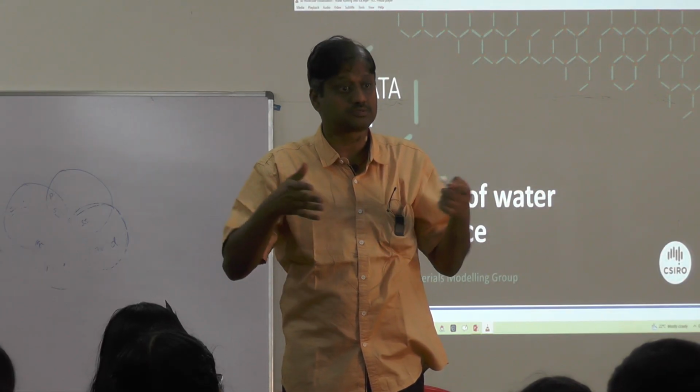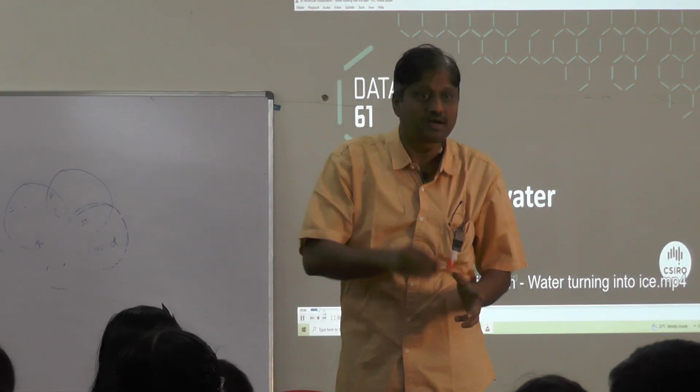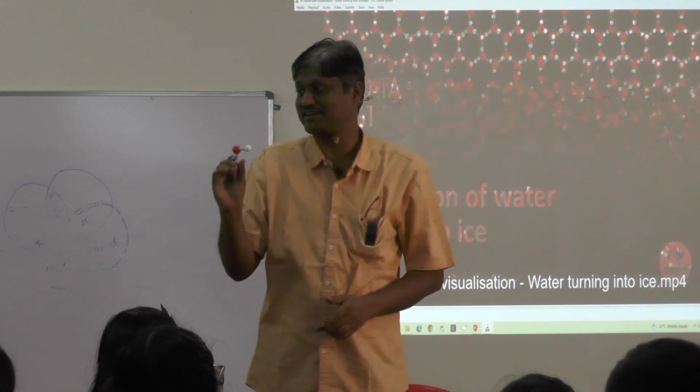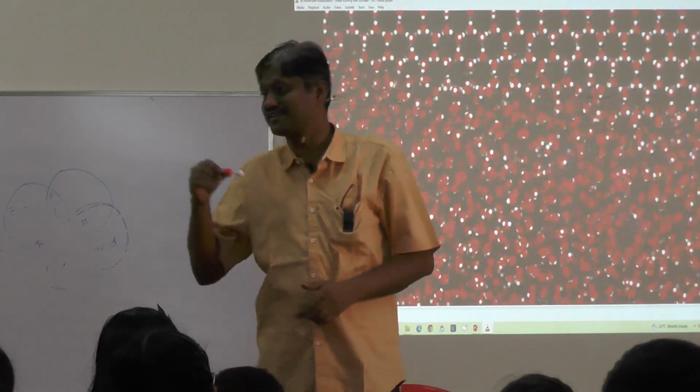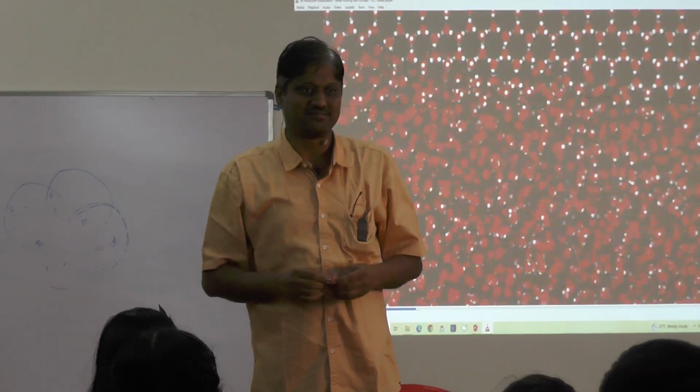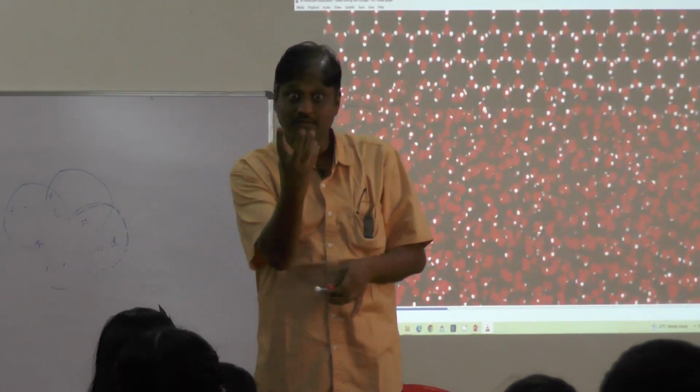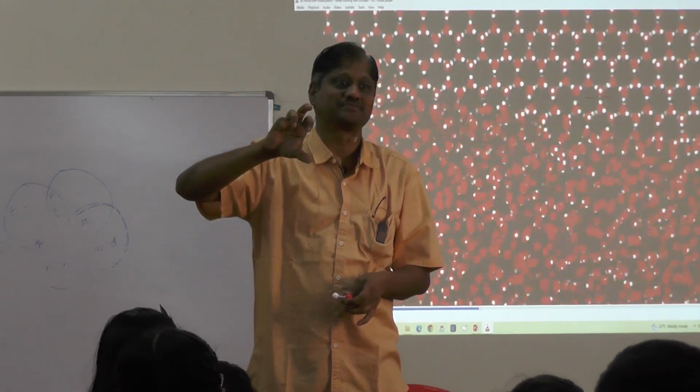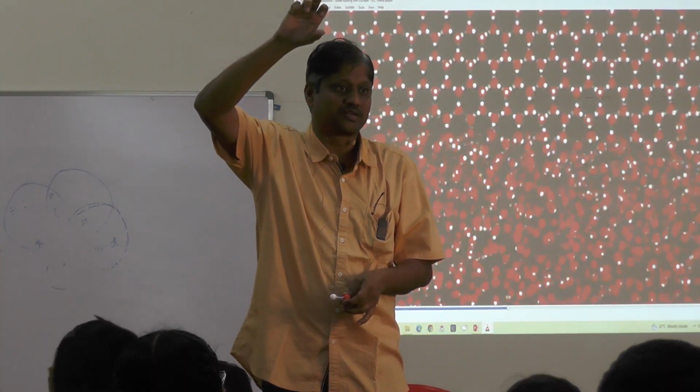All the aquatic animals survive because of this polar nature, bent structure, and the lower density of ice than water. Because of that, it floats. If you take a ghee bottle, the frozen ghee will be at the bottom and the liquid ghee will be at the top.